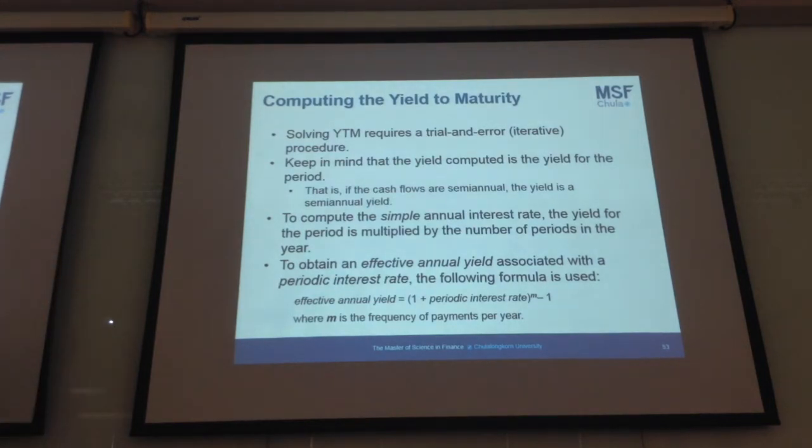However, if you want the effective annual yield, you have to apply the effective annual rate equation. It's just 1 plus the yield per period, to the power of m, the number of times per year that they pay the coupon, and then minus 1. So this is the effective annual yield. Basically, it just incorporates the compounding effect. For the first one, they ignore the compounding.